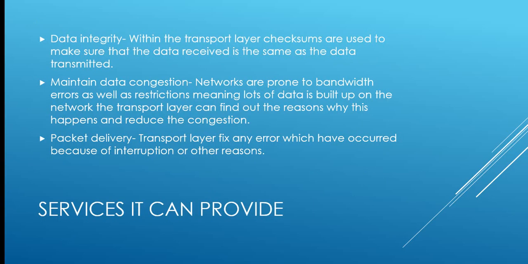So back again, data integrity. With the transport layer, they use checksums to make sure the data received is the same as the data transmitted, and then networks are prone to bandwidth errors, so the transport layer tries to fix those errors.